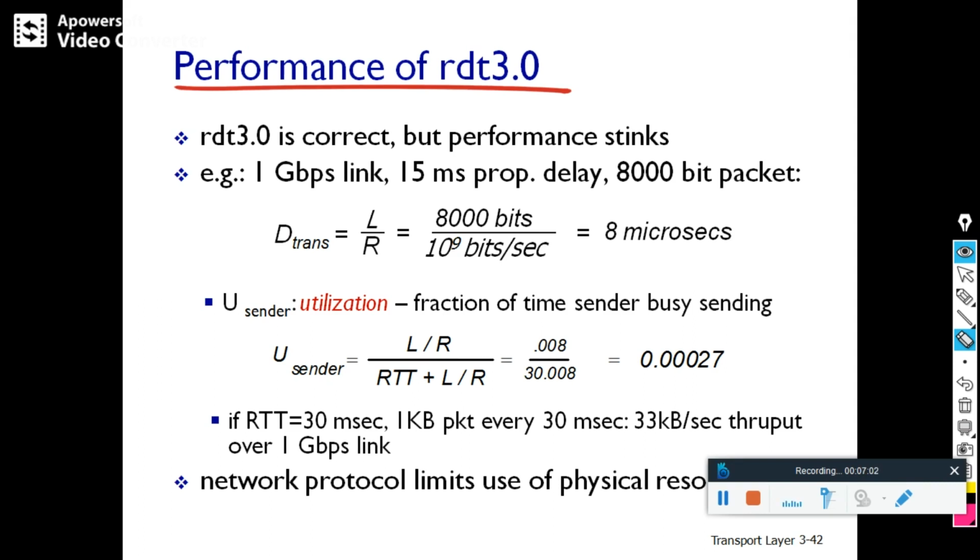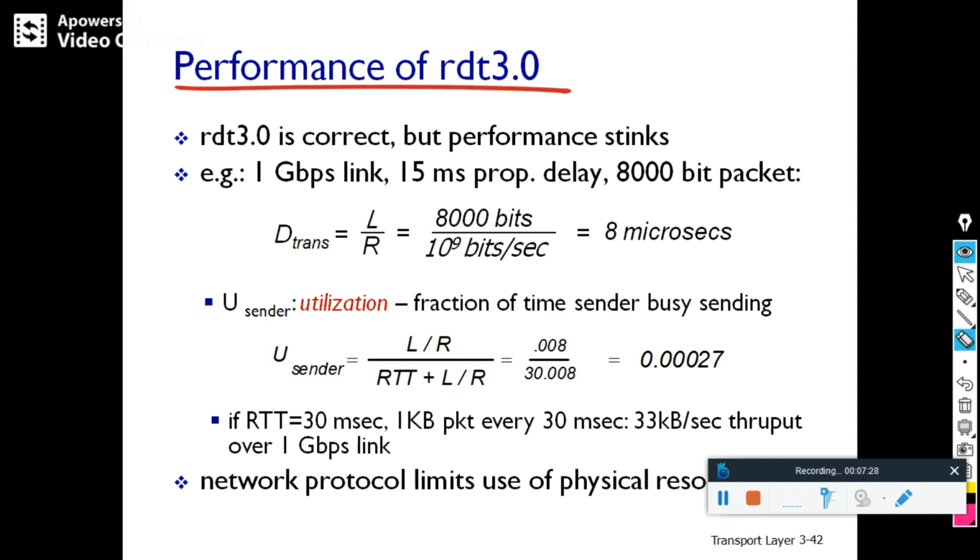So far we are discussing the stop and wait protocol. What do you mean by stop and wait protocol? It is also called the alternating bit protocol, or stop and wait. The other name is Automatic Repeat reQuest protocol. So here in the stop and wait protocol, we send one packet and wait for the acknowledgement.